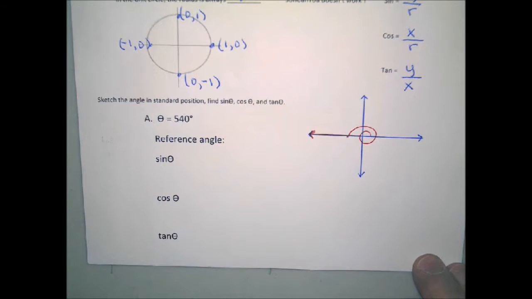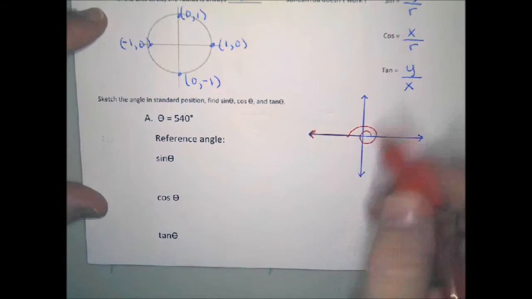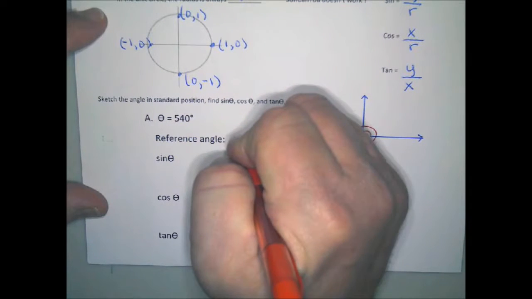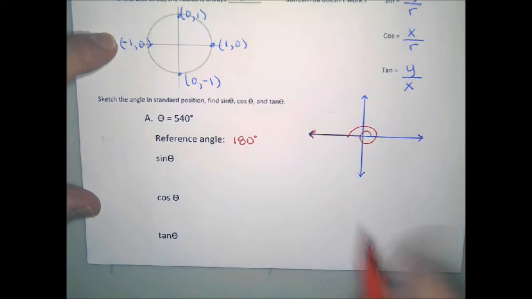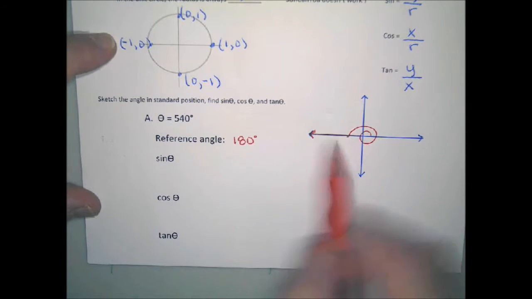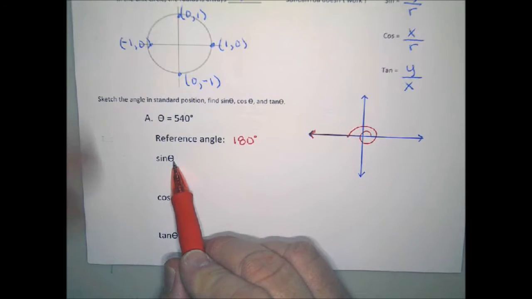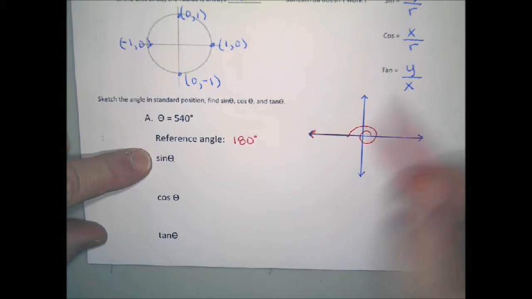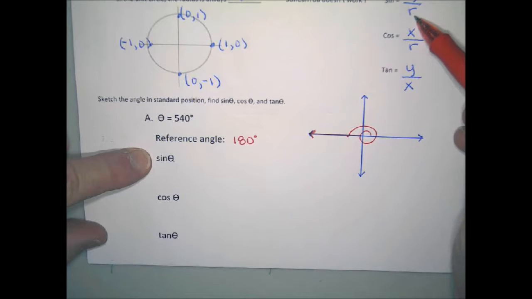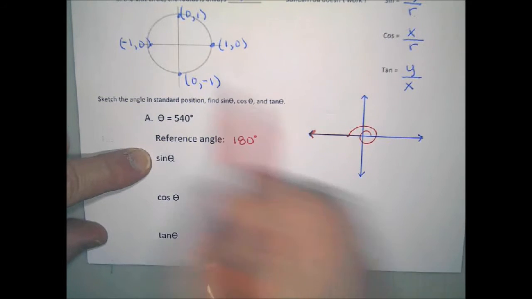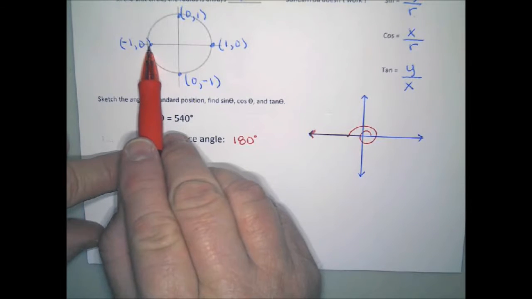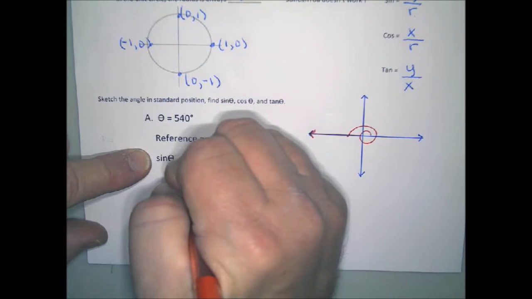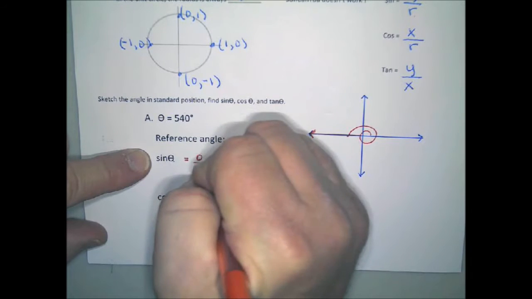So what's my reference angle? Okay. My reference angle is 180 degrees. Now, what's the sine? The sine right here, since I'm on a quadrantal, I'm going to use y over r. What is the y value at this point right here? The y value is 0, so 0 over 1 equals 0.